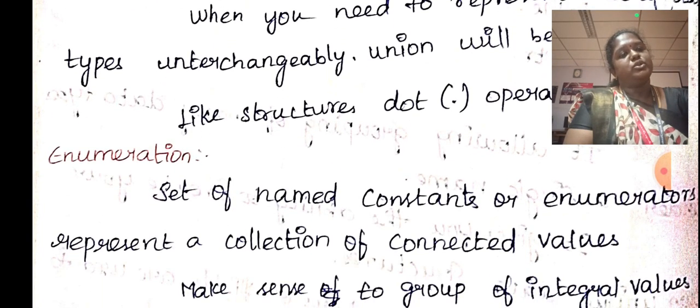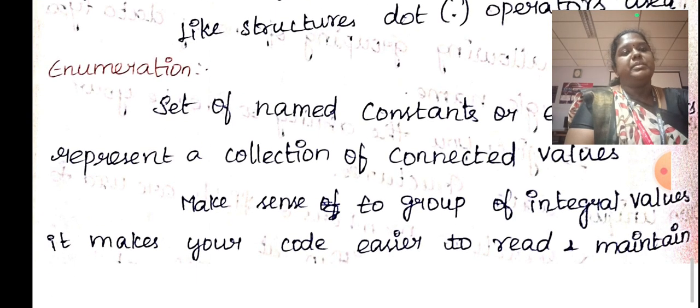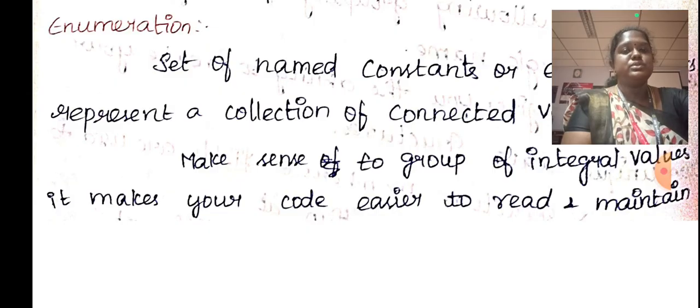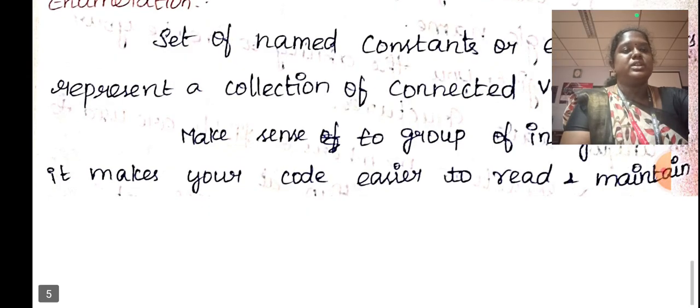Enumeration: a set of named constants, or enumeration, represents a collection of connected values. It makes sense to group general integral values. It makes your code easier to read and maintain.